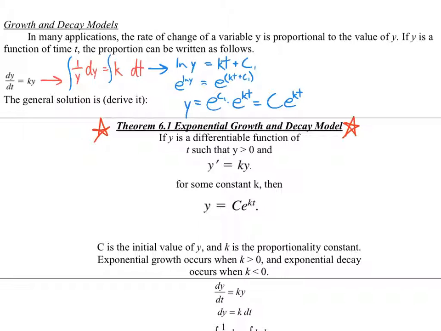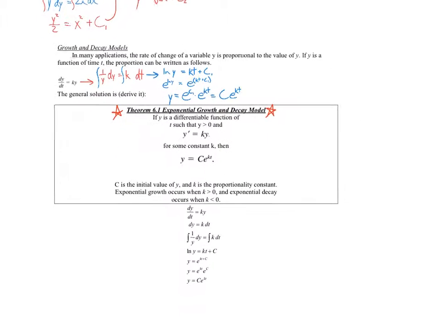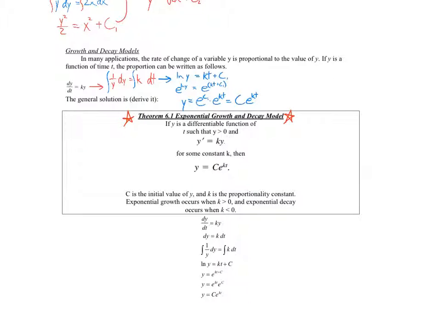As we've seen in the past, when that rate is positive, we have exponential growth. When the rate is negative, we have exponential decay. All right, so here, just a connection to something that we've had in the past. Okay, and there's the whole development down there.